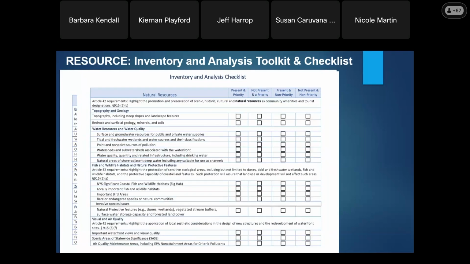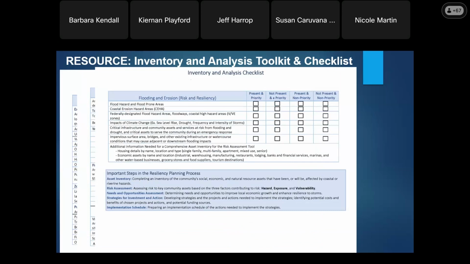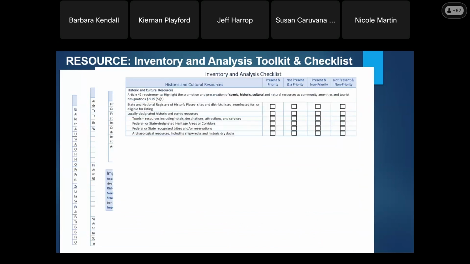This is another page of the checklist as well, and it includes topography and geology, water resources and water quality, fish and wildlife, habitats and natural protective features, and visual and air quality. You'd go through the same exercise, again, determine for your specific community if it fits into any of those categories. Another page shows flooding and erosion. And then the next page shows historic and cultural resources.